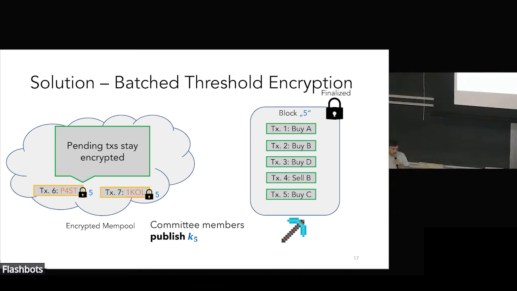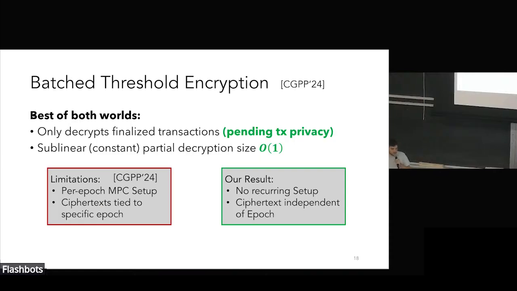And to this end, there is some recent work by Shuduri et al. that achieves the best of both worlds. They define a notion called batch threshold encryption that on the one hand achieves this pending transaction privacy, and also has constant partial decryption size. So still only the transactions in the batch get decrypted, but committee members only have to communicate one element.